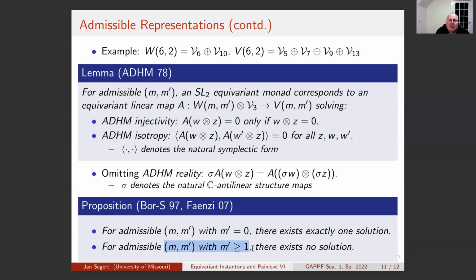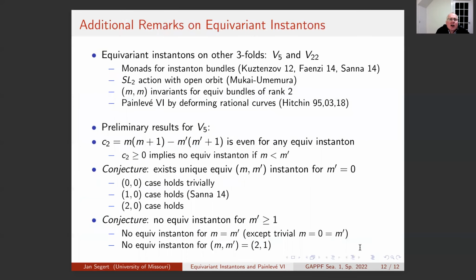And the reason I'm interested in this, and the reason I'm doing it this way, is because for the other SL2C equivariant threefolds that admit instantons, and that includes the Mukai-Momura V5 and V22, this method carries over, whereas I don't know how to carry over the other methods. So let's do some final remarks on the equivariant instantons here.